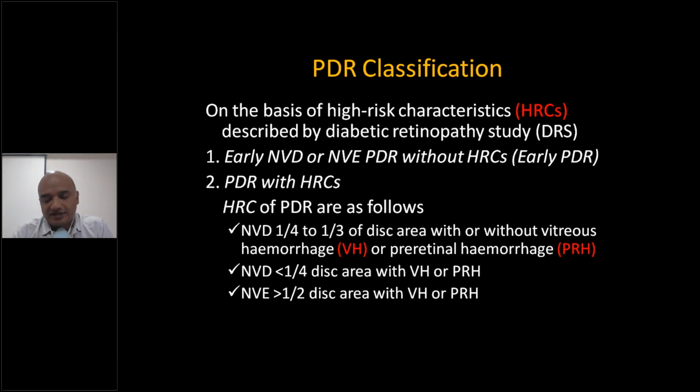It simply means to say that if the patient is having PDR, how serious is the PDR? You have to act immediately or you have some time. If early signs of PDR are there, you have some time. But if the patient is having PDR with HRC, he is at a risk of losing vision at any time. So that is the purpose of classification as far as PDR classification is concerned.